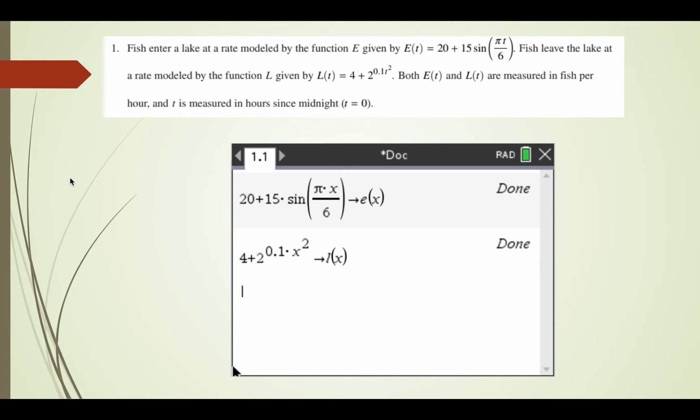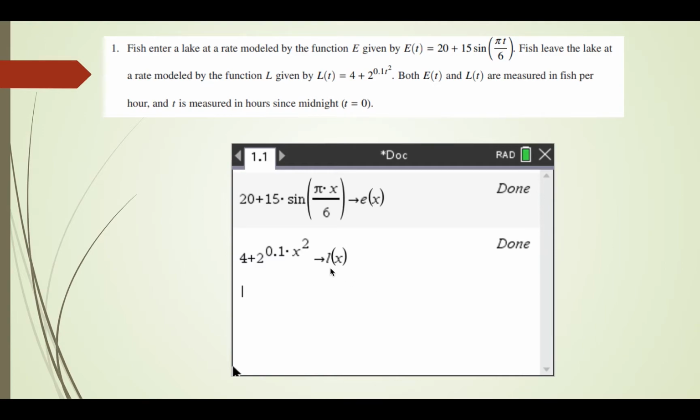It's important to remember that you could use t as the variable in your calculator and that would work fine. The advantage, however, to using x is that if we want to graph either of these functions, we'll be able to graph them on the calculator without having to retype them. So using x would be my recommendation as you're doing this.